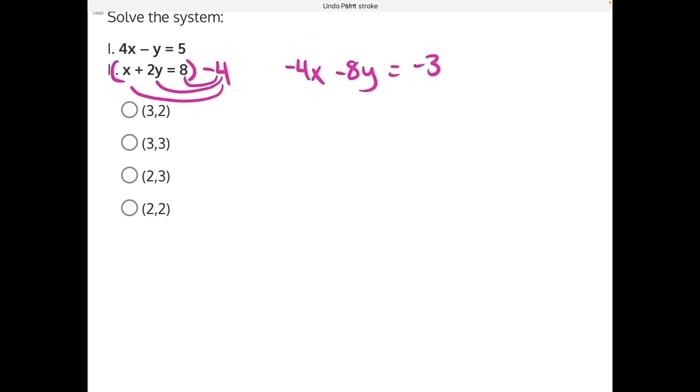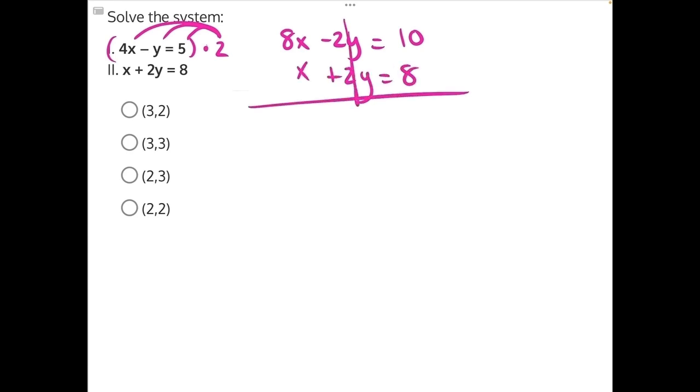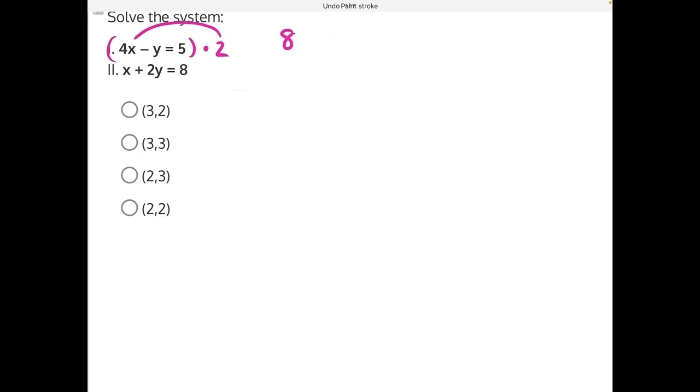You could have also done to your first equation, you could have multiplied your first equation by a +2. So then you would have had 2 times 4x would be 8x, 2 times -y is -2y, and then 2 times 5 is +10. Then when you combine with your other equation, your y's would instead cancel or eliminate, leaving you with just your x variables. But again, that's a lot of extra steps. It will be much faster to do the substitution method. That's what I'm going to show you to solve the problem.